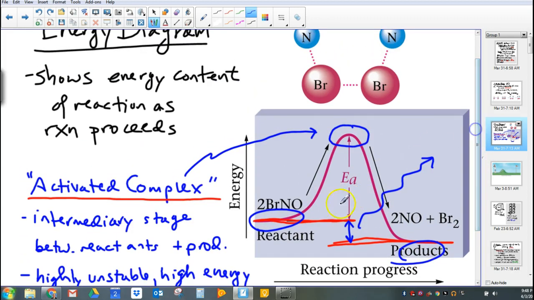You can think of activation energy right here, this amount, well, I'm sorry, let's undo that.